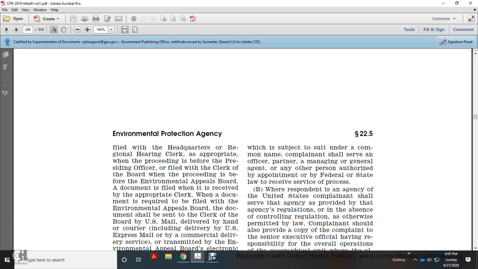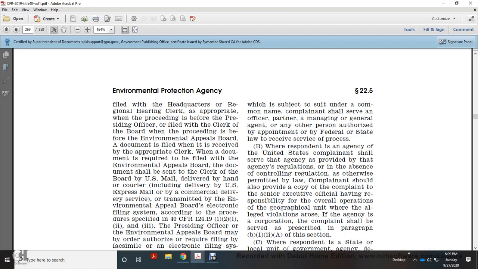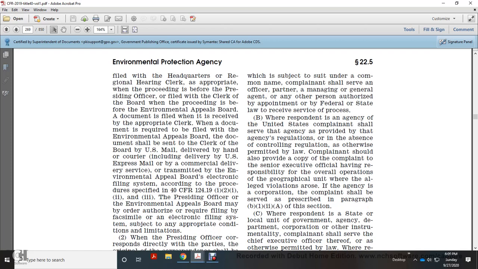Documents shall be sent to the Clerk of the Board by U.S. mail, delivered by hand or courier, including delivery by U.S. Express Mail or commercial delivery service, or transmitted by the Environmental Appeals Board's electronic filing system, according to the procedures specified in 40 CFR 22.19. The presiding officer or the Environmental Appeals Board may by order authorize or require filing by facsimile or electronic filing system, subject to any appropriate conditions and limitations.